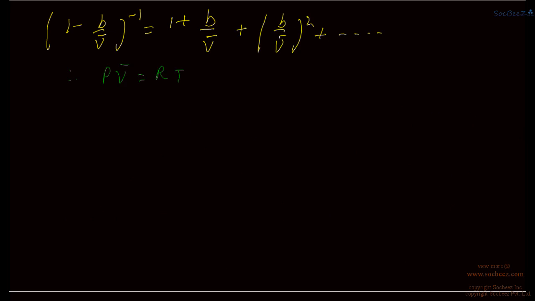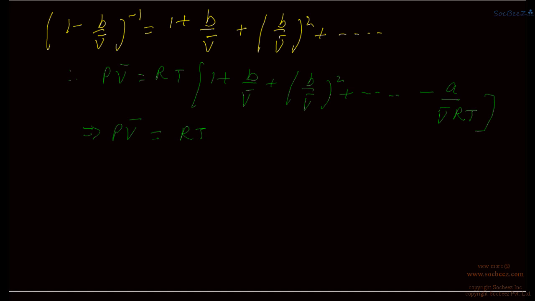So from here, therefore, PV bar equals RT 1 plus B upon V bar plus B upon V bar square going on, minus A upon V bar RT. Okay. Now, rearranging this expression, we get something like PV bar equals RT 1 plus 1 upon V bar B minus A upon RT, and these expressions are going on here.